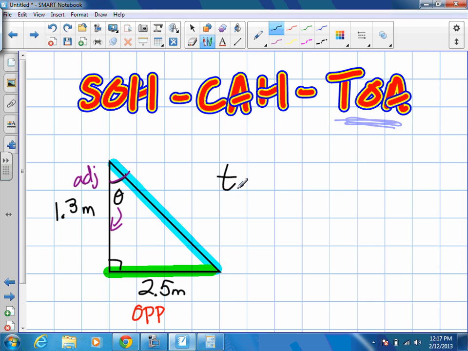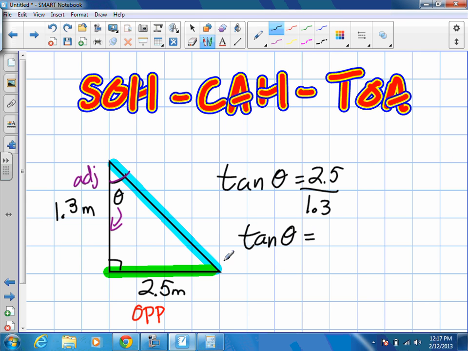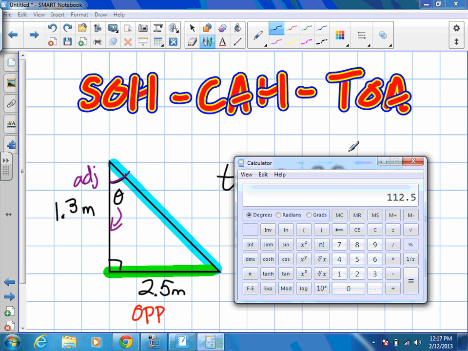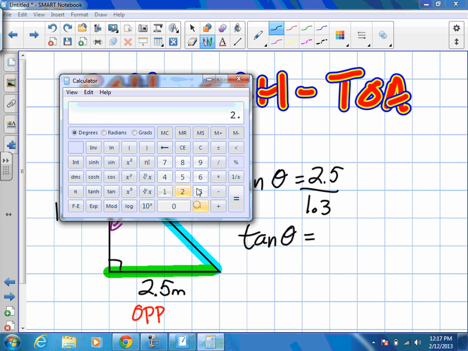Tangent theta is equal to the opposite, which is what measurement? 2.5 divided by 1.3. Good. Now I'm actually going to get a value for that. I'm going to divide those two, and we have tan theta, which stands for the angle, is equal to 2.5 divided by 1.3, 1.923, okay?